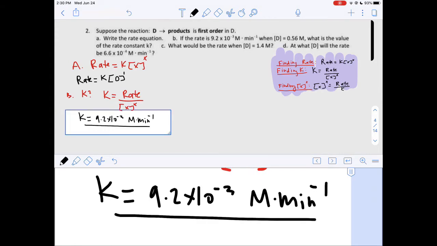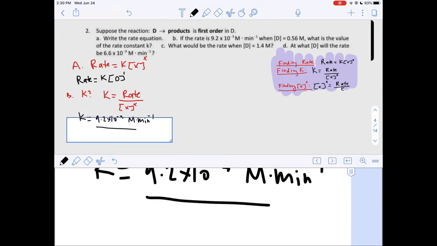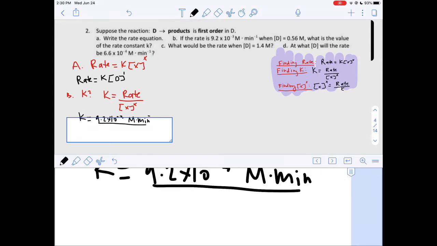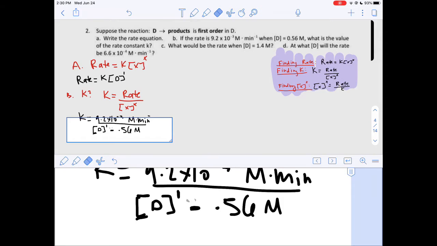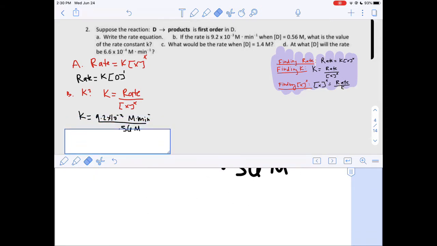And you divide that by the concentration of D, which is 0.56 M. She also gives that to us. Perfect. So type that in your calculator. I'll give you a second to do so.